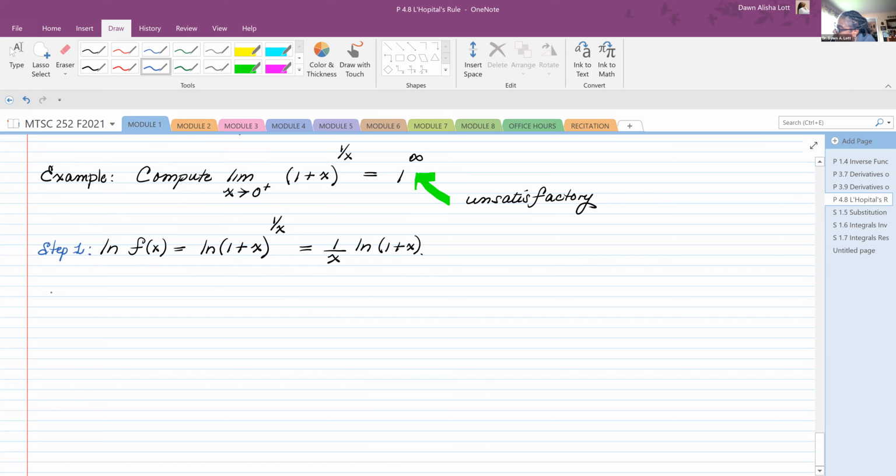So step 2 tells me to compute the limit as x approaches 0 from the right of the new function, which is 1 over x times the natural, well, let me write the whole thing. The natural log of f of x, but that's the limit as x approaches 0 from the right. We made it 1 over x times the natural log of 1 plus x. And if I plug in 0, I end up with the log of 1, which is 0, over x, which is 0.